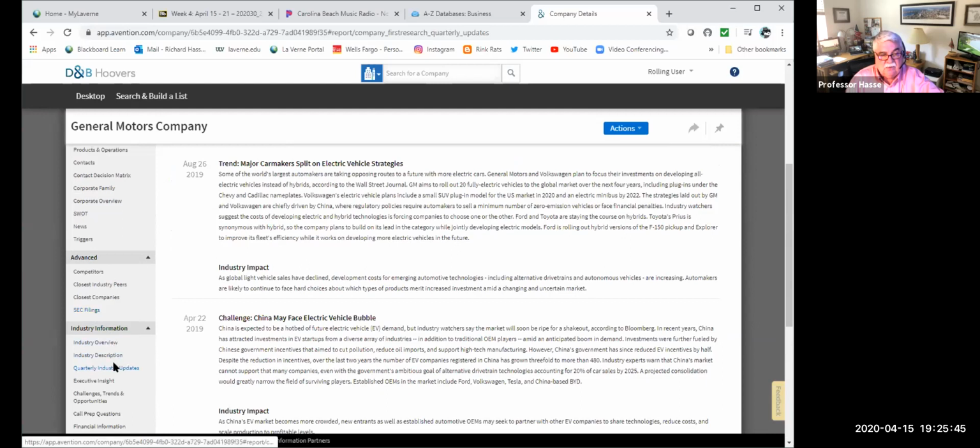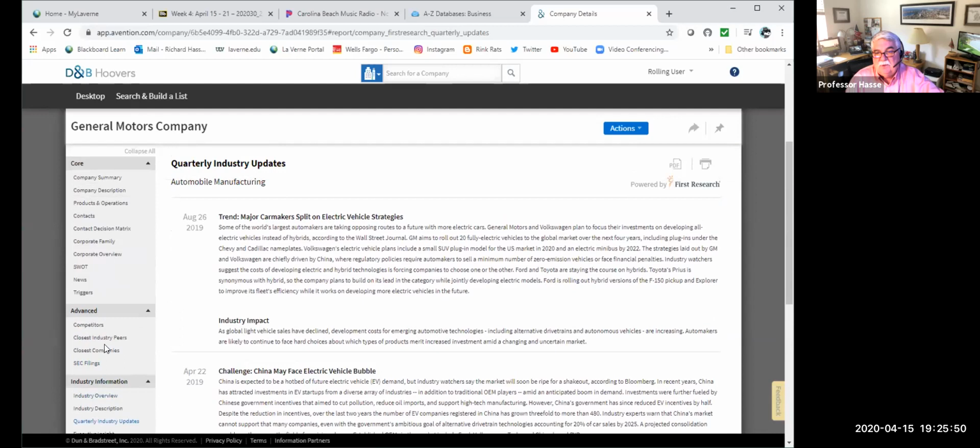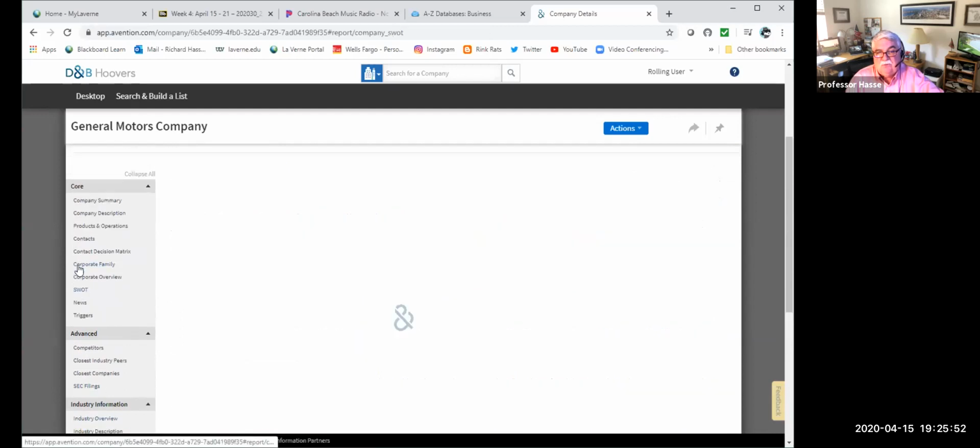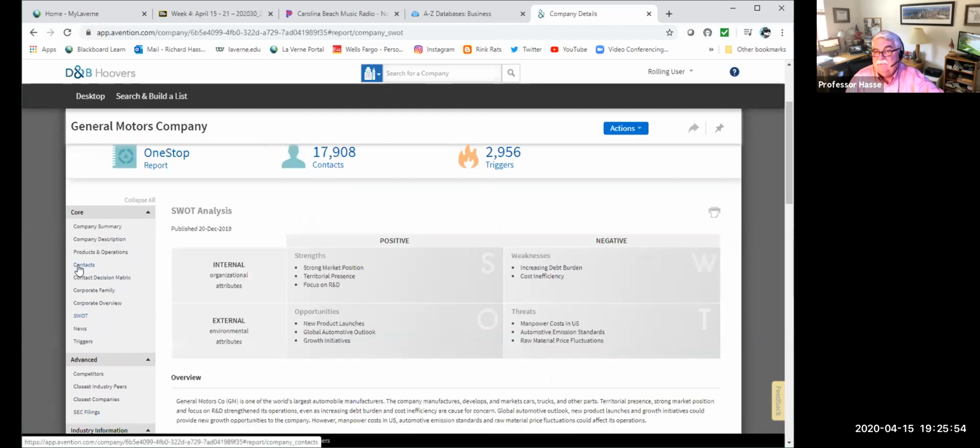Let's see, where else am I going here? For any of you thinkers out there, it gives you a SWOT analysis of the company. Every company, it gives a SWOT analysis of the company's strengths, weaknesses, opportunities, and threats. Pretty cool. That's kind of fun.